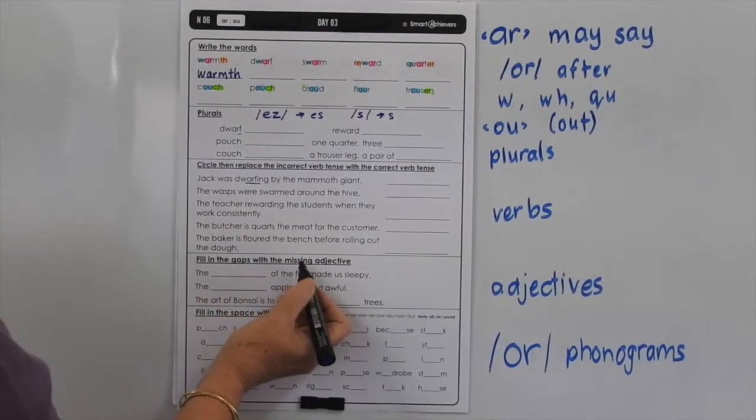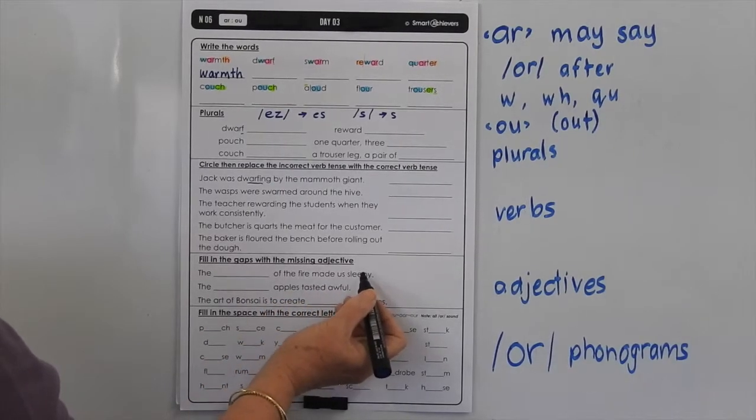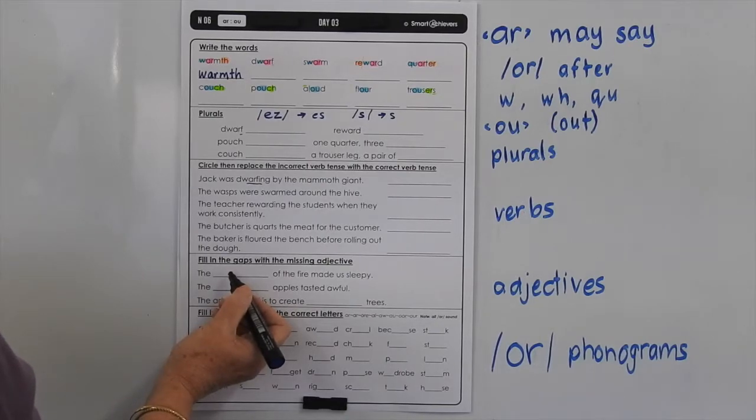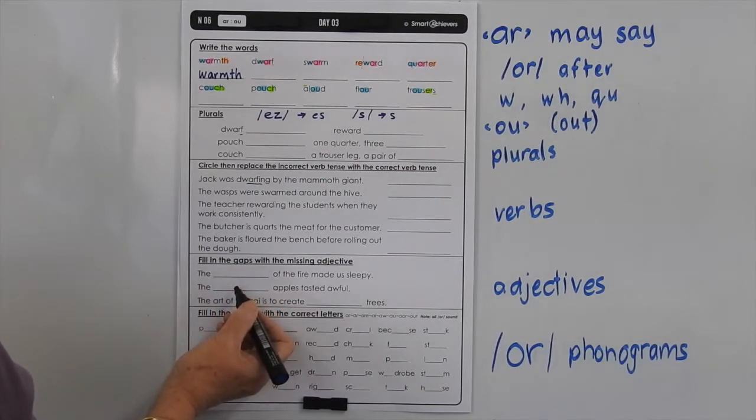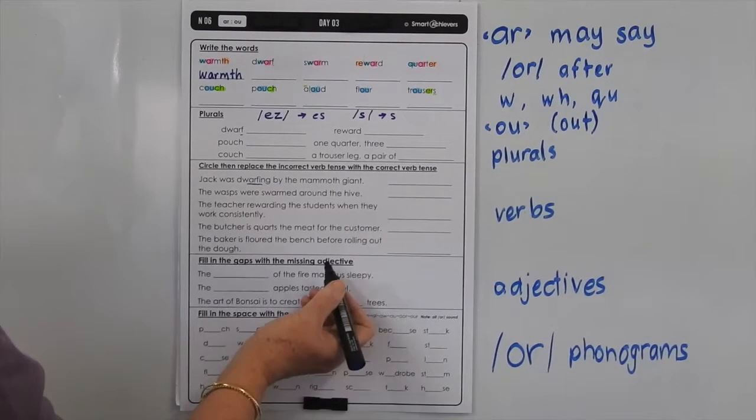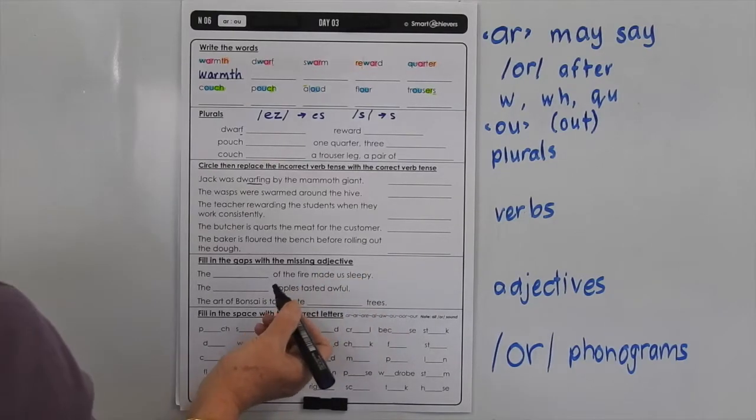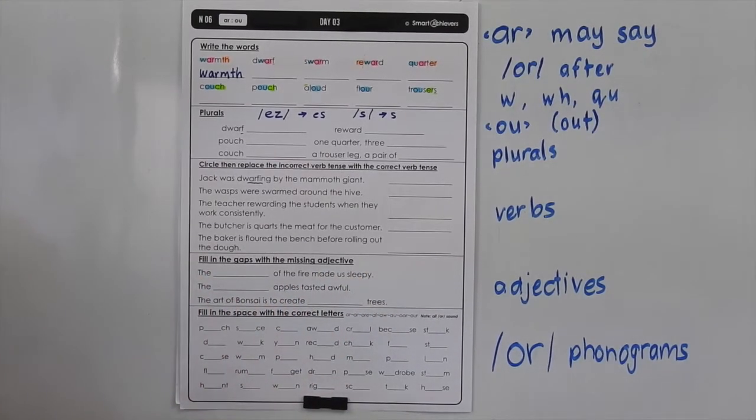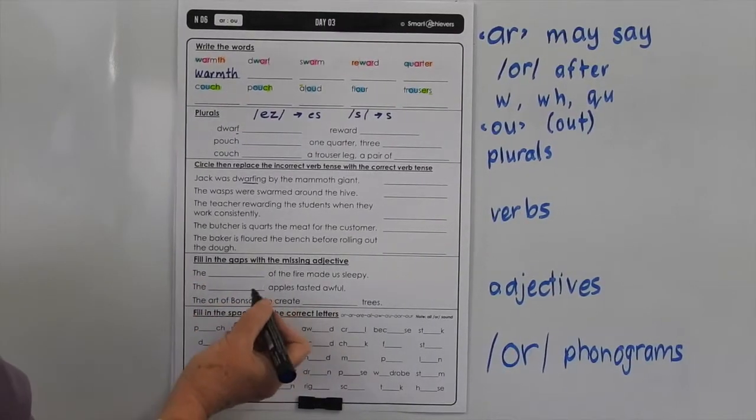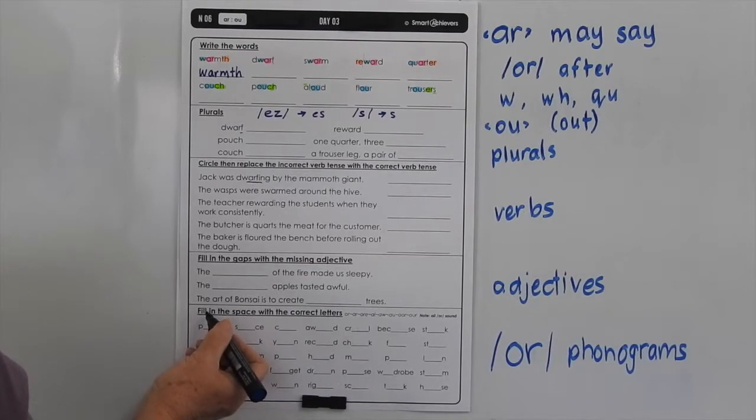Fill in the gaps with the missing adjective. The something of the fire made us sleepy. You're going to have to work out what the missing word is, and just check when you put them in that you have the correct form of the word used. It's got to be an adjective, so you may need to add a suffix to the end of the base word to make those words into adjectives, if they're not already.